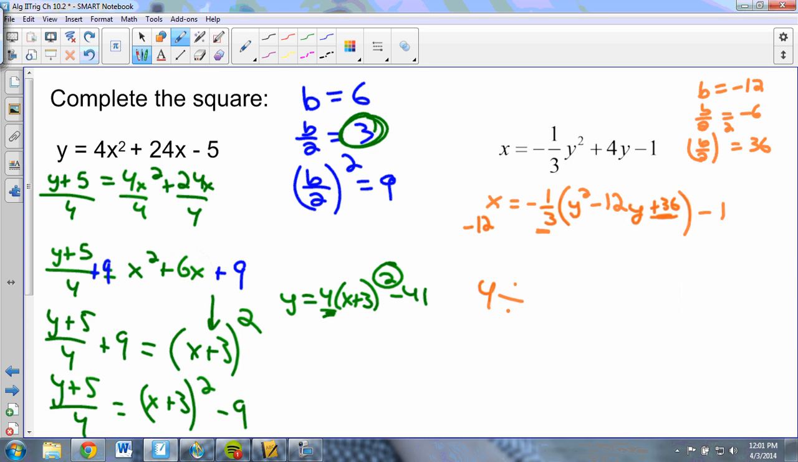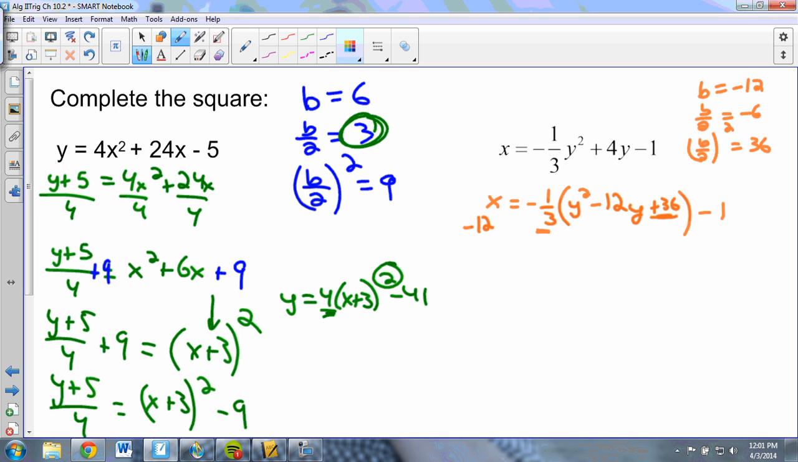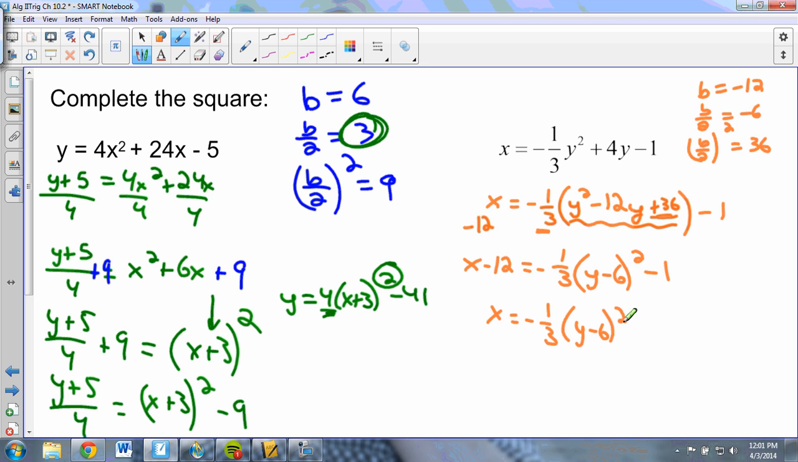Let's stick here. So now I have x minus 12 equals -1/3. This in here can factor into y minus 6 squared minus 1. So it's x equals -1/3 times y minus 6 squared plus 11. I added that 12 to both sides.